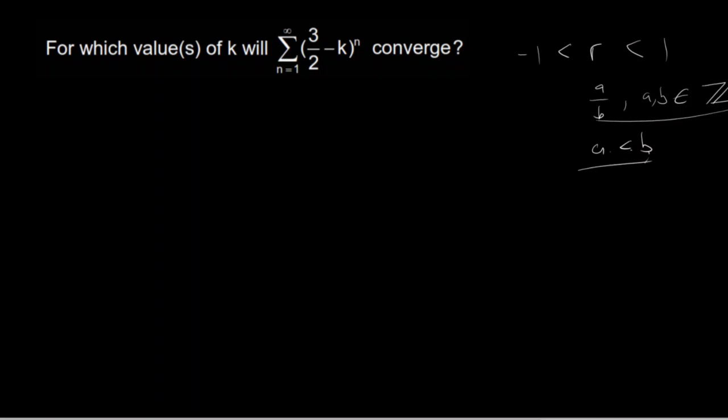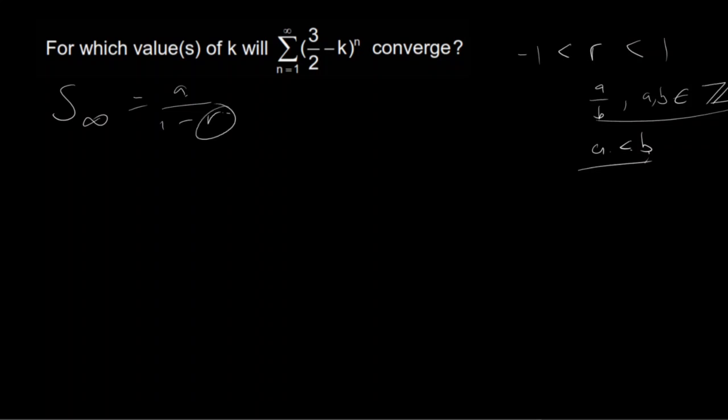Okay, so what's happening here? Well, we know what the sum to infinity's formula looks like. Let's get a over 1 minus r. But what we're interested in here is only r. So for that we need t2 over t1 at the very least, and that's quite easy to calculate. So let's have a look at it.